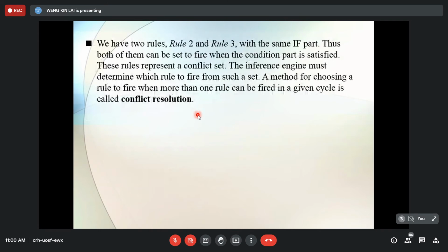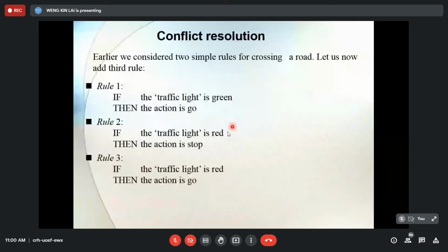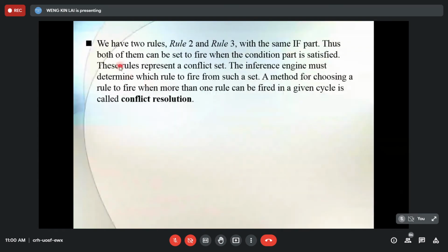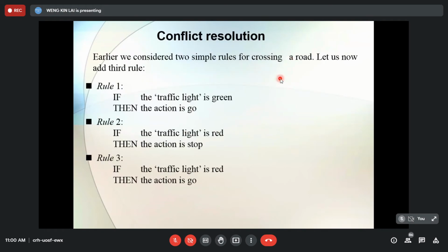So we have two rules here, number 2 and number 3, with the same if parts. If the traffic light is red, both of them have the same if part, but the consequent part is different. Therefore, both of them can be set to fire when the condition part is satisfied. That is, if you see the traffic light red, both of these will fire.